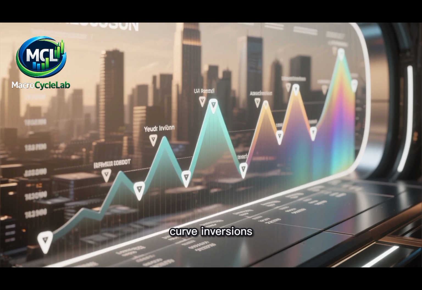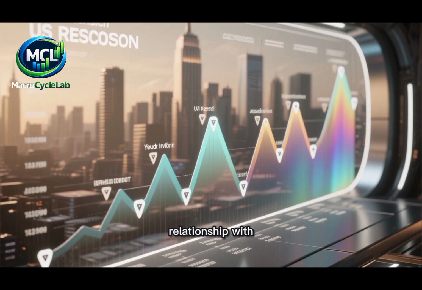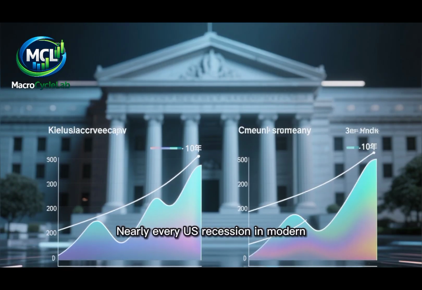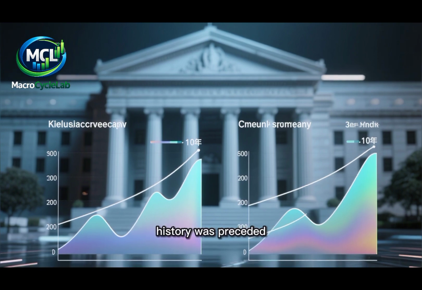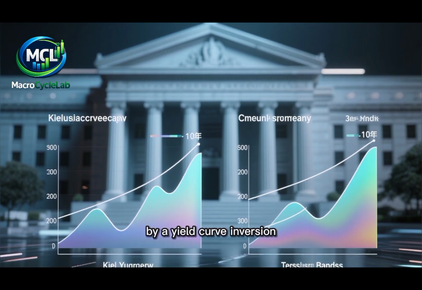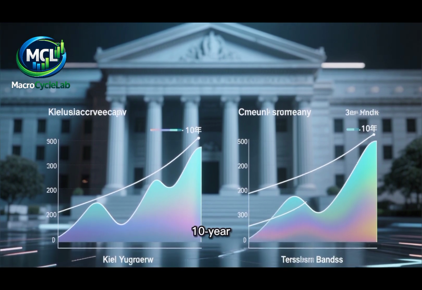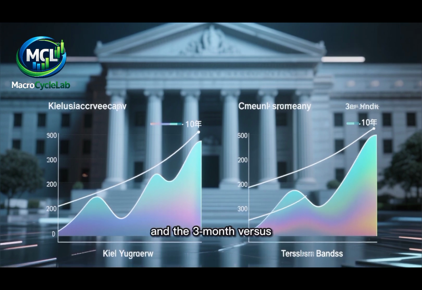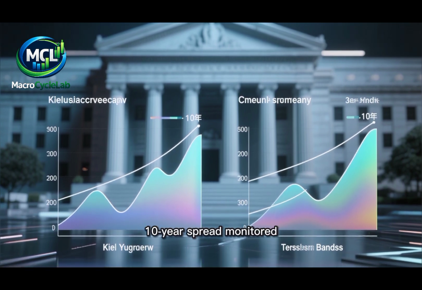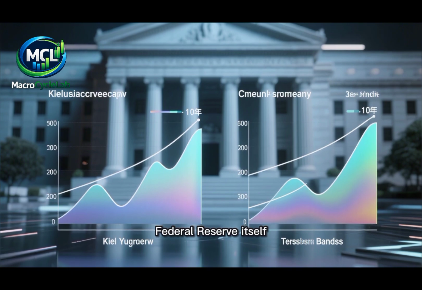That is why yield curve inversions have such a strong historical relationship with recessions. Nearly every U.S. recession in modern history was preceded by a yield curve inversion, especially in the 2-year versus 10-year Treasury spread, and the 3-month versus 10-year spread, monitored closely by the Federal Reserve itself.